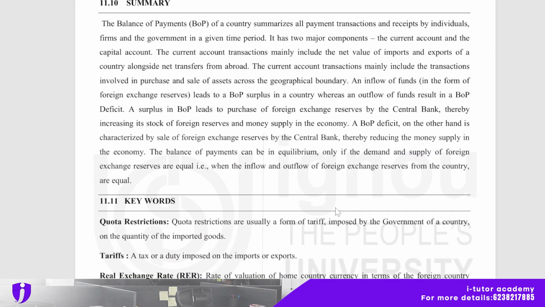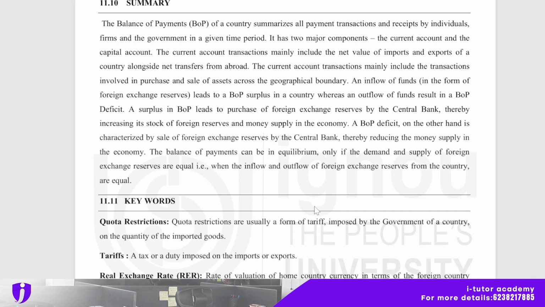This is about this chapter, balance of payment, and the summary is: the balance of payment of a country summarizes all payment transactions made and received by individuals, firms and the government in a given time period. It has two major components, the current account and the capital account. The current account transactions mainly include the net value of import and export of the country alongside the net transfers from abroad. The balance of payment can be in equilibrium only if the demand and supply of foreign exchange reserves are equal, when the inflow and outflow of foreign exchange reserves from the country are equal.